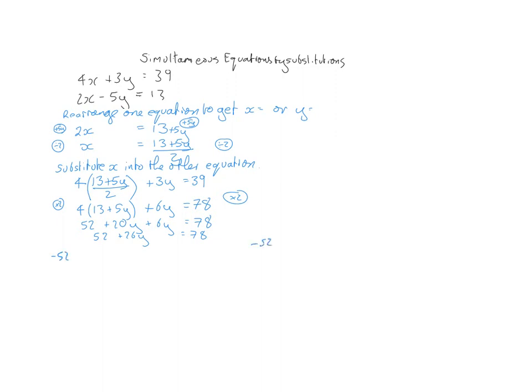How did you get 52 plus 20y plus 6y? I have to multiply out the bracket. 4 times 13 is 52. 4 times 5y is 20y. Minus 52 from both sides leaves me with 26y equals 26. So y equals 1, dividing by 26. It's 1, isn't it? And y is 1.